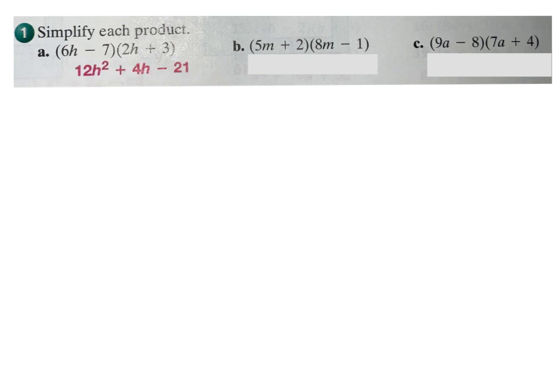The first one, you should have gotten 12h squared plus 4h minus 21. 40m squared plus 11m minus 2. And 63a squared minus 20a minus 32.